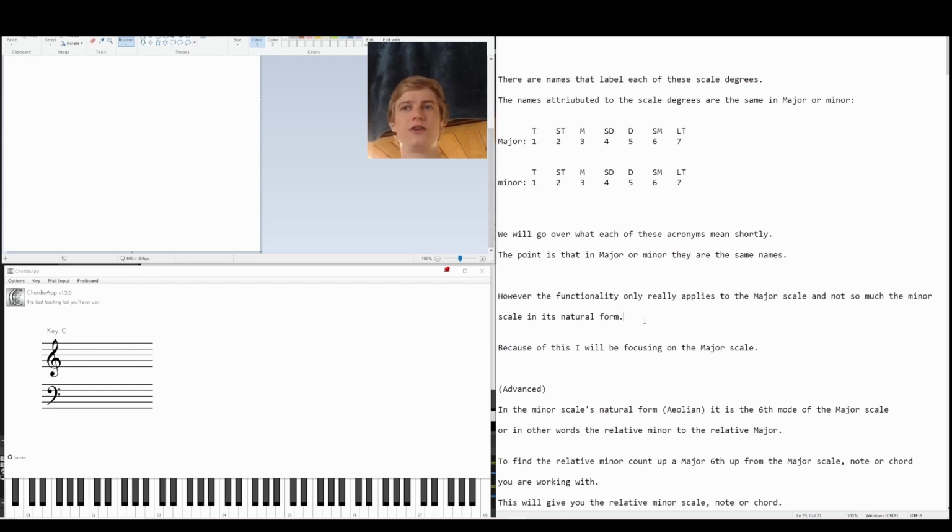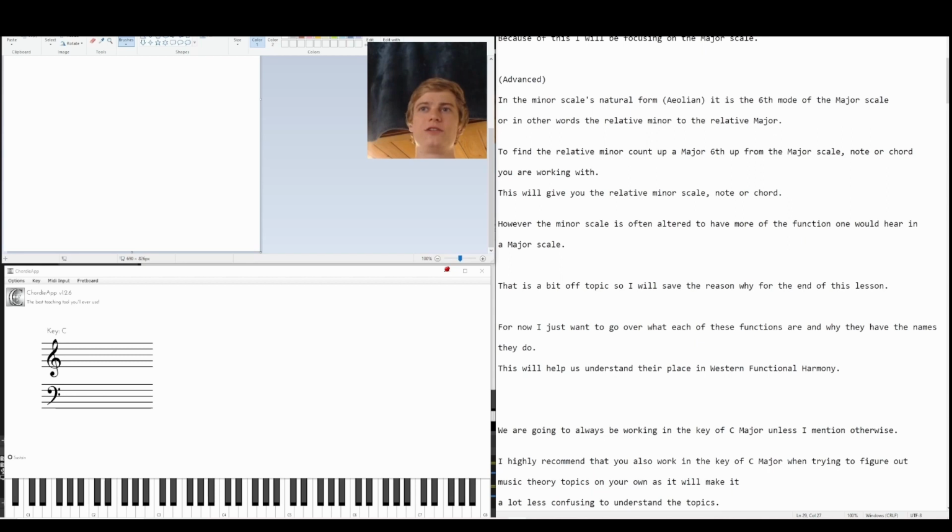However, things start to get kind of weird because the functionality only really applies to the major scale and not so much in the minor scale, especially in its natural Aeolian form. Because of this, I will be focusing on the major scale here, so there's less confusion.